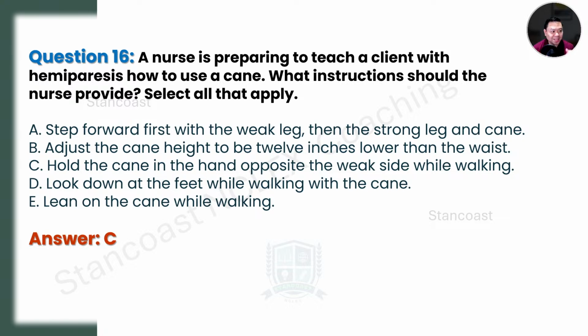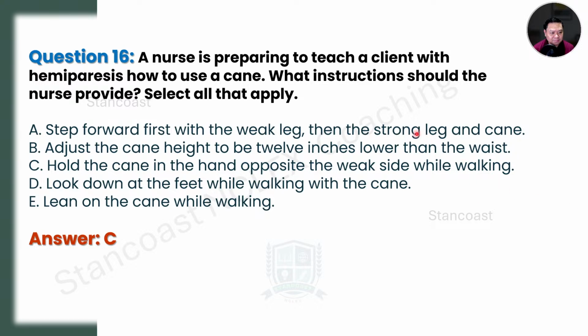So let's take a look at letter A. Step forward first with the weak leg, then the strong leg and cane. This is exactly the opposite of what I just told you earlier about the proper sequence. What should happen here instead? The unaffected leg should be moved forward first, because it can better support the body's weight.